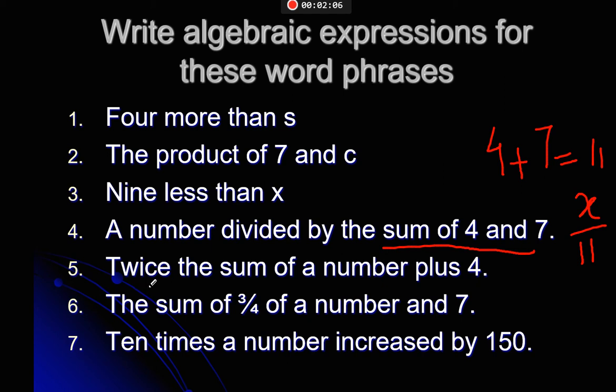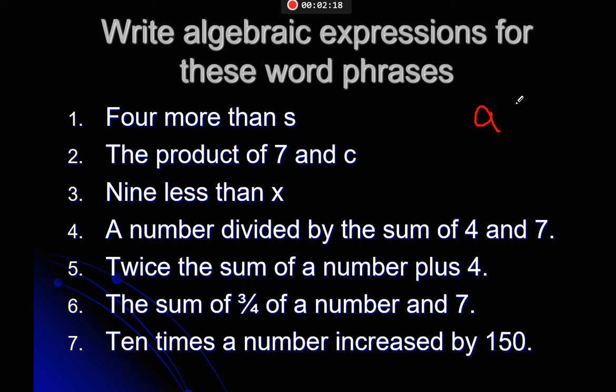Number 5. Twice the sum of a number plus 4. If we take any number, let's say a, then a number plus 4 is a plus 4. Twice the sum means the sum is a plus 4 and we are multiplying the whole thing by 2. So twice the sum of a number and 4 is 2 times (a plus 4).